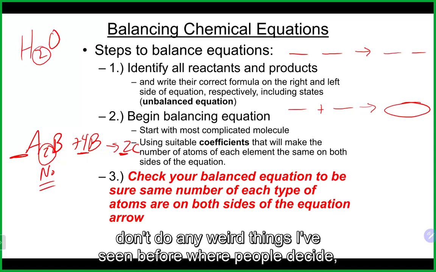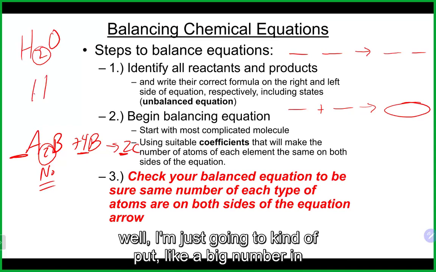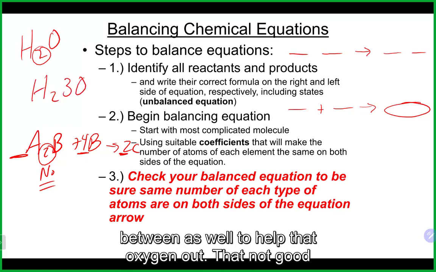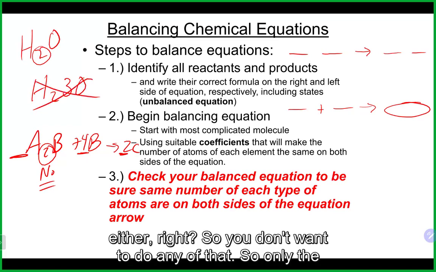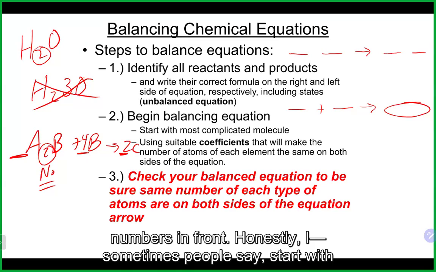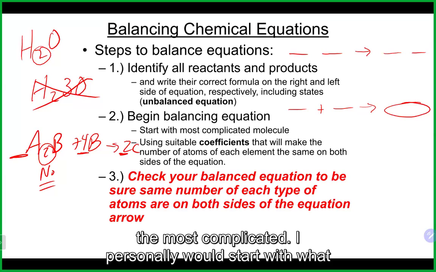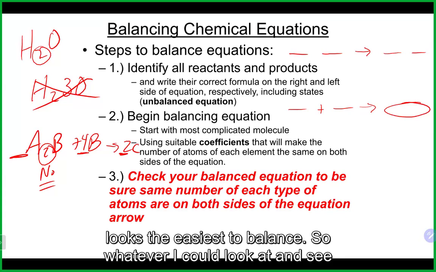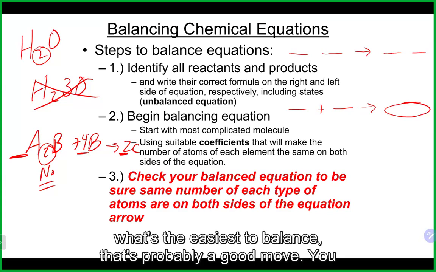Also, don't do any weird things I've seen before, where people decide, well, I'm just going to put a big number in between as well to help that oxygen out. That's not good either, right? So you don't want to do any of that. Only the numbers in front. Honestly, sometimes people say start with the most complicated. I personally would start with what looks the easiest to balance. Whatever I can look at and see is the easiest to balance, that's probably a good move.